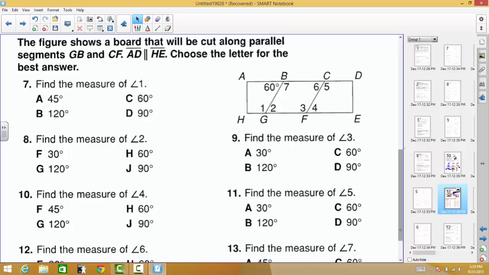Okay, find the measure of angle 1. Well, if this is 60 degrees, this would have to be 60 degrees. And then 1 and 2 are a linear pair, adding to give you 180. So this would have to be 180 minus 60, which is 120.